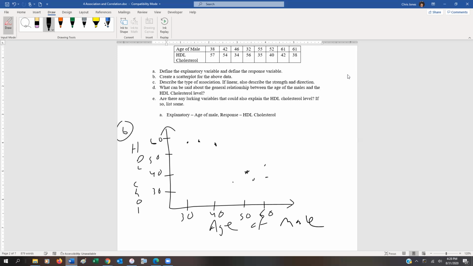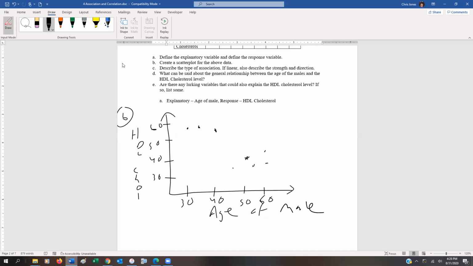Okay, so we kind of get this relationship that the lower the age of the male is, the higher the HDL cholesterol. And then it looks like as we go on, it starts to get a little bit lower with age. All right, so describe the type of association.